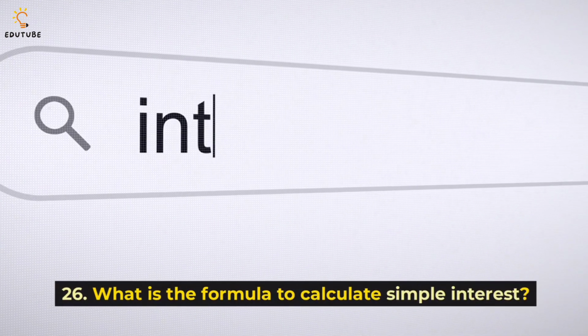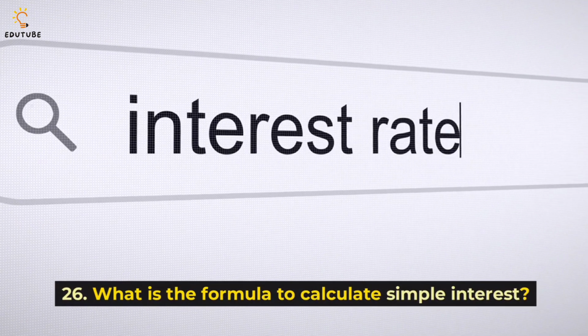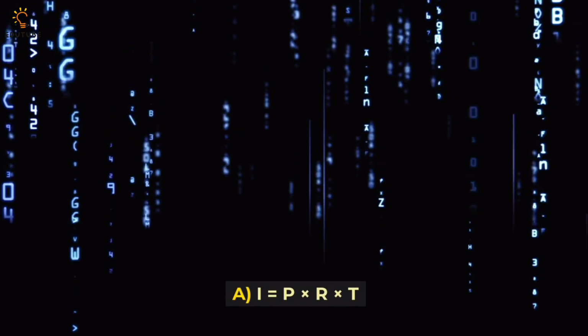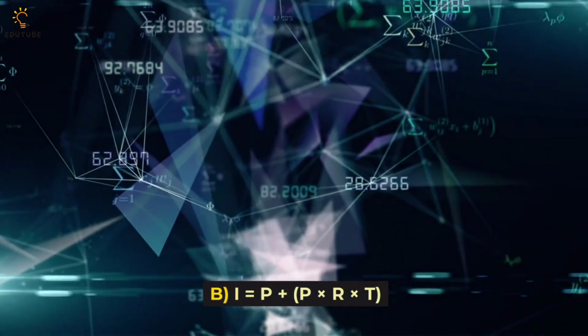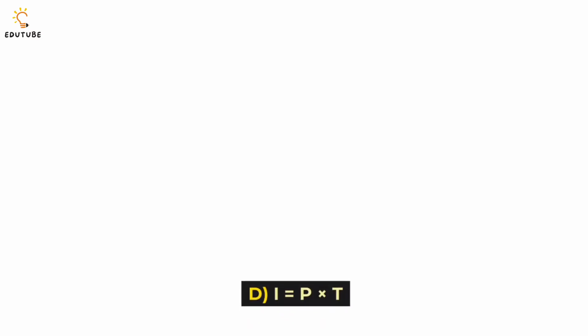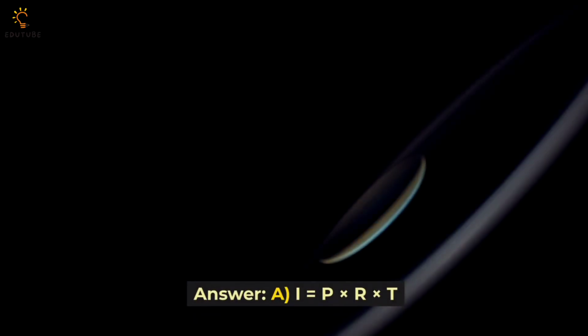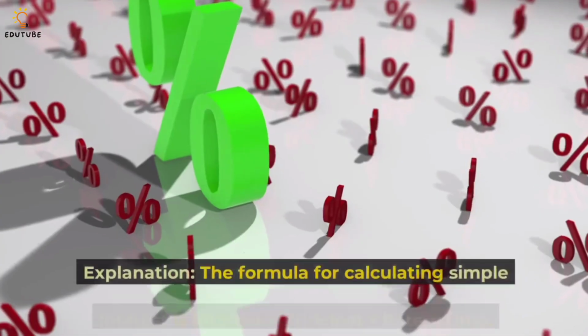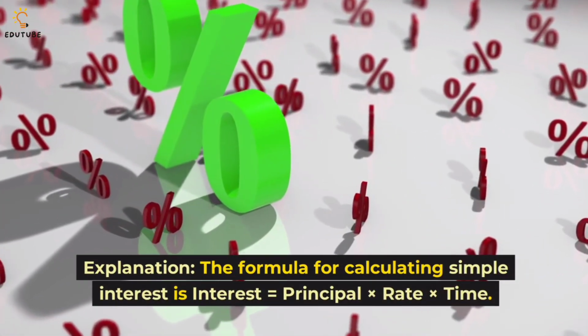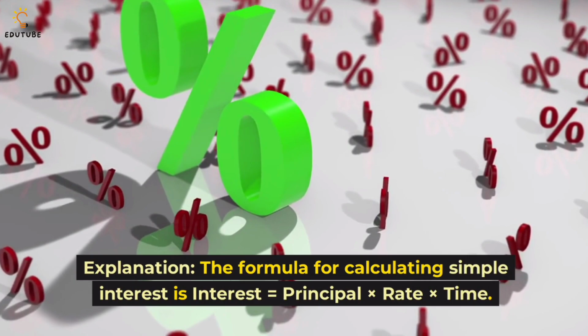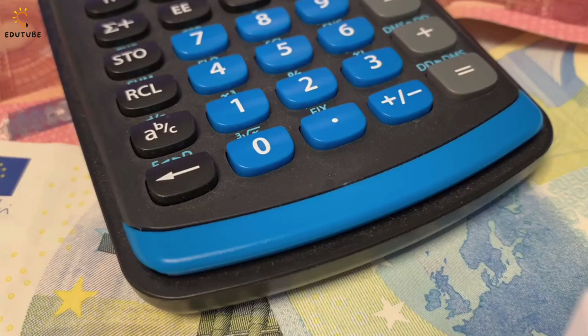26. What is the formula to calculate simple interest? A. I equals P times R times T. B. I equals P plus P times R times T. C. I equals P times R, T. D. I equals P times T. Answer. A. I equals P times R times T. Explanation. The formula for calculating simple interest is interest equals principal times rate times time.